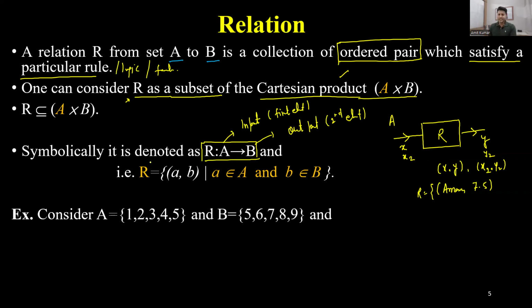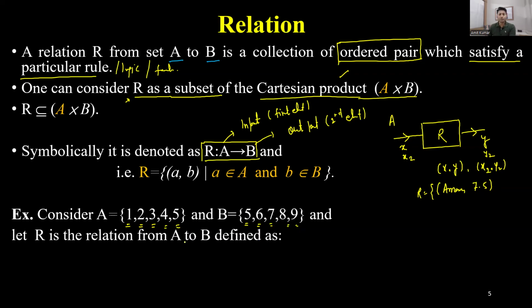So now let us take some examples, some mathematical as well as some realistic examples. I consider a set A having elements 1, 2, 3, 4, 5. Set B is having elements 5, 6, 7, 8, 9. Now let us try to develop some relation. Suppose I define a relation from set A to B.